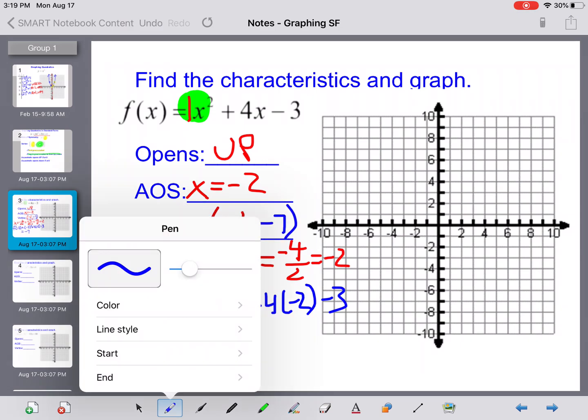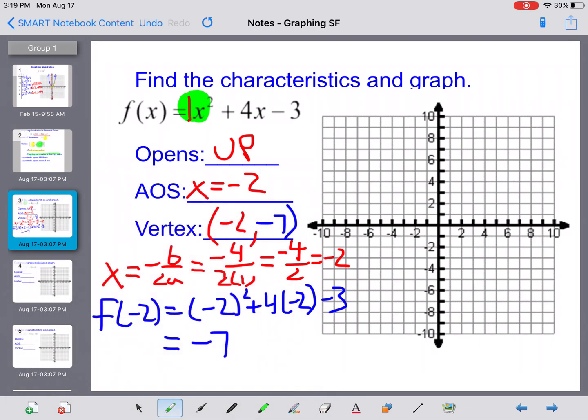What we can do from there is we can now graph our parabola. So we are going to go to -2, -7, put our point, and then we're going to say that we're opening up and our a value is 1, so we are going to follow the parent graph. So we're going to go from our vertex right 1, up 1, and put a point, and then we're going to go back to our vertex and go right 2, up 1, 2, 3, 4 to that point right there.